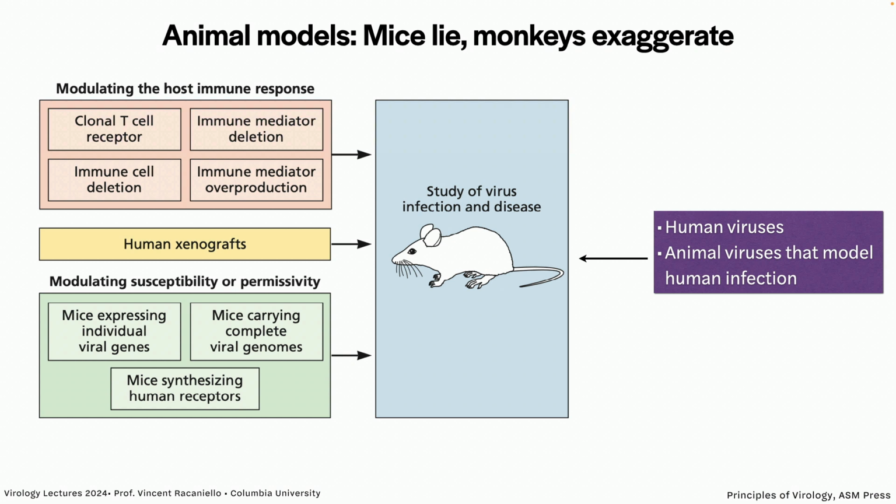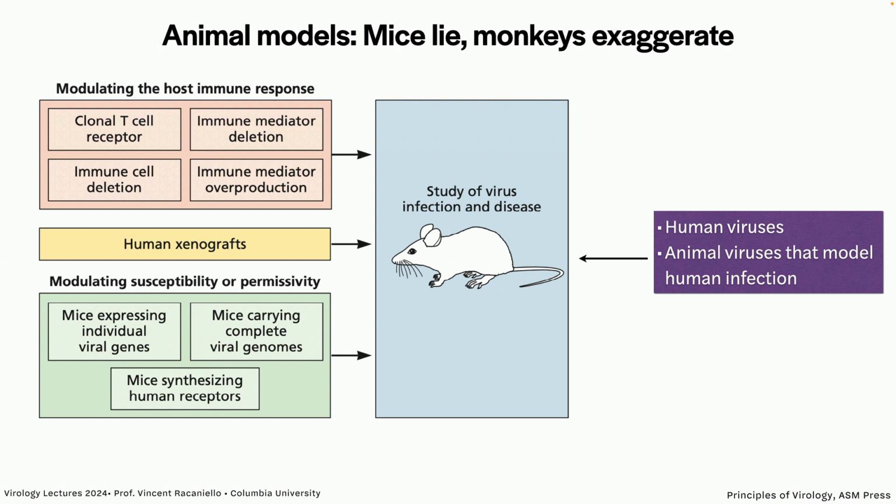And then we can modulate susceptibility or permissivity. So receptors, sometimes the mouse doesn't have a receptor, so we just put the receptor in. Sometimes we can put individual viral genes or even whole genomes in. So a lot of ways to make mouse models. And of course, there are other animals that we use besides mice, not as common. Guinea pigs, hamsters, ferrets, and of course, non-human primates.